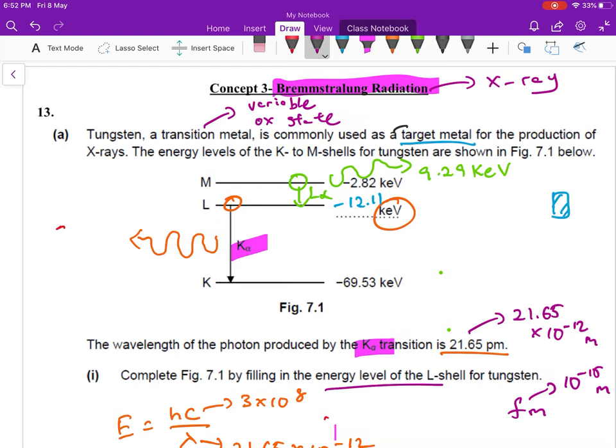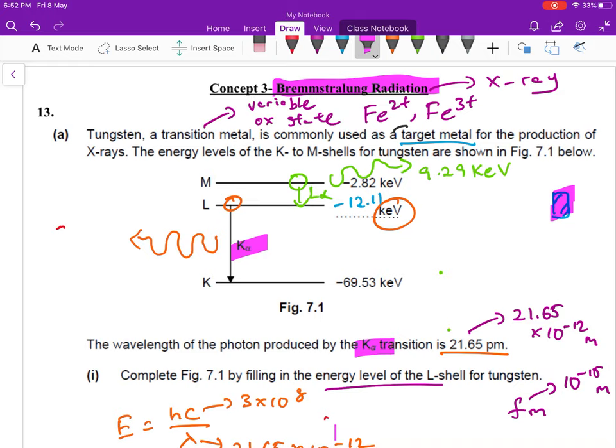Okay, so to our concept three, Bremsstrahlung wavelength radiation. Bremsstrahlung is just a German word, it means X-ray, okay? So 13A talks about tungsten, a transition metal. A transition metal has variable oxidation states, right? I think those who study chemistry know, right?